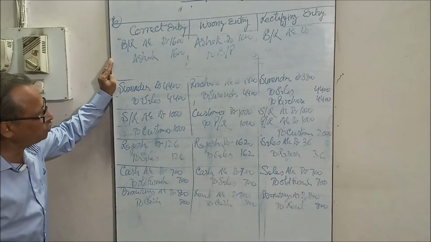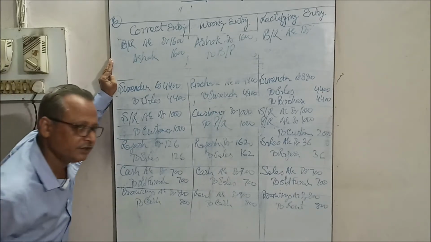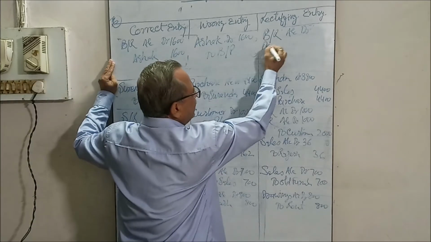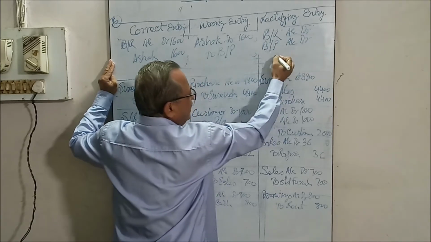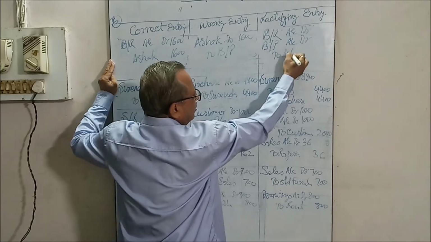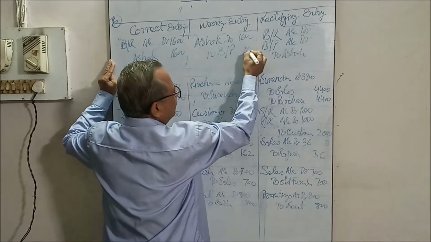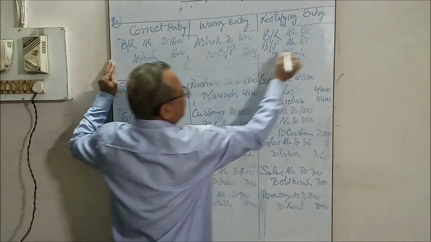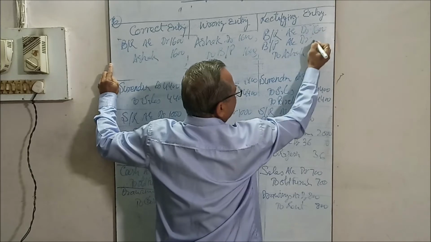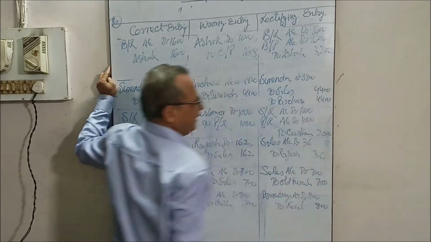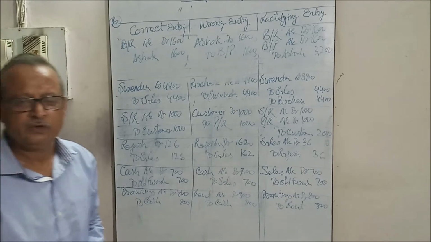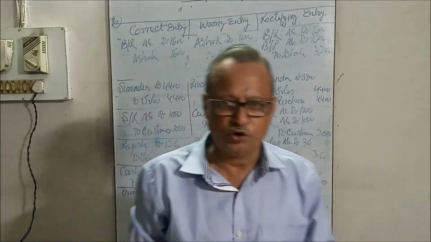As bills payable should not be credited, so it is also reversed. Bills payable account debit, remove the effect of it to Ashok. This is 1600. This is 1600. This should be 3,200. Now we will take another question.